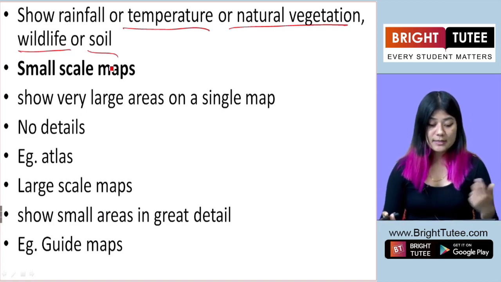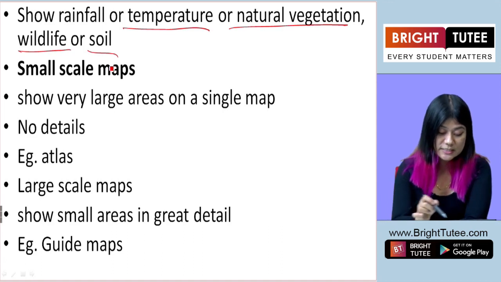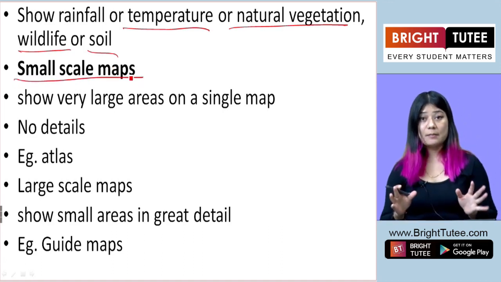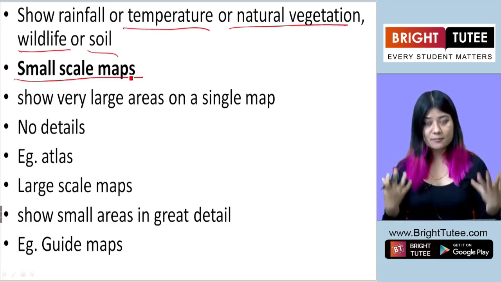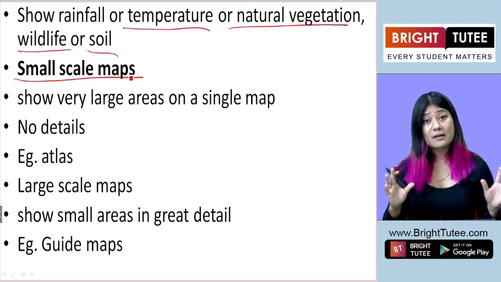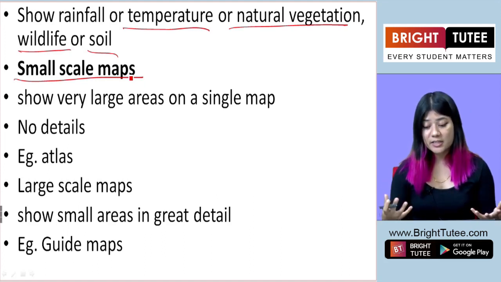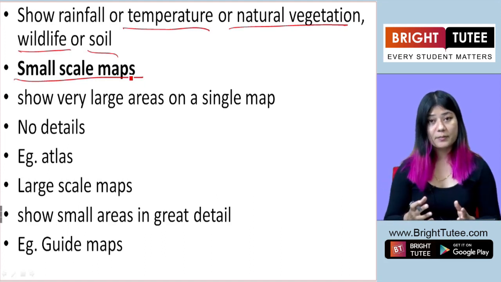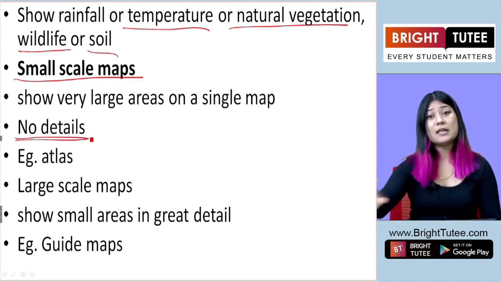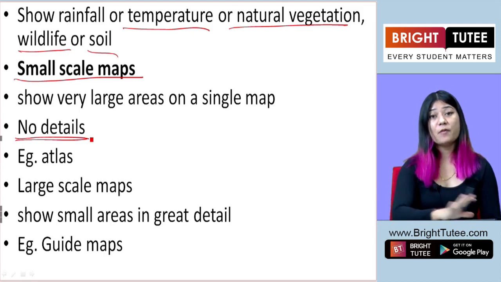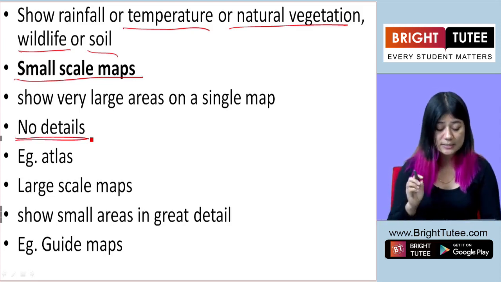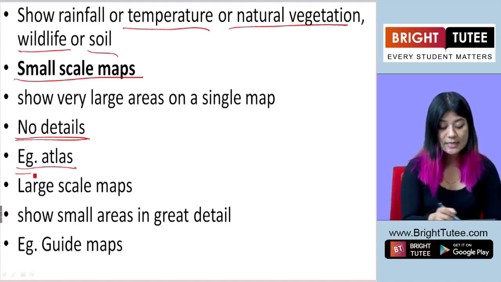Okay. The next type of map that we are going to see is small scale maps. Now these small scale maps sound like they are small maps, but no, they are maps of large areas on a single map. But it has no details. It covers a large area with very little detail. For example, an atlas.